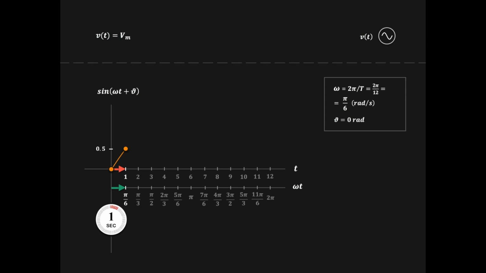After 2 seconds of time have elapsed, the argument of the sine function has advanced a total of pi over 3 radians. The sine of pi over 3 evaluates to 0.86. While time continues to elapse, the process continues to repeat itself.